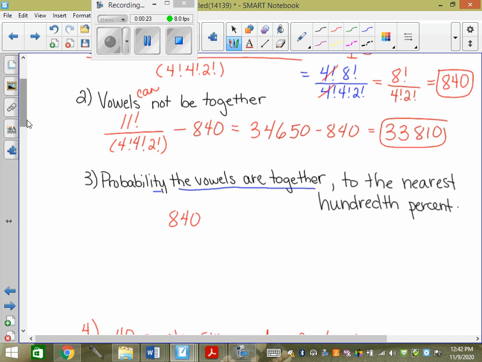840 different ways, right? Then for probability, we always go over total, no restrictions. And what's the total no restrictions? This one, right? Which is this number. So I'm going to divide by 34,650. And then it says to the nearest hundredth percent, so I have to times by 100. And you get 2.42%.